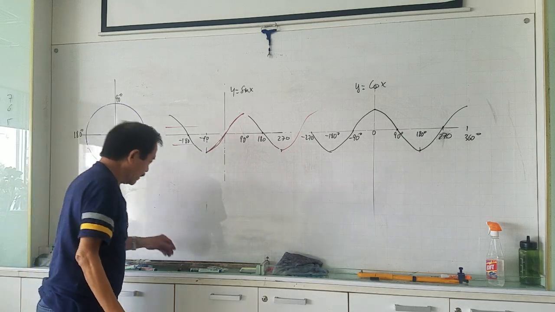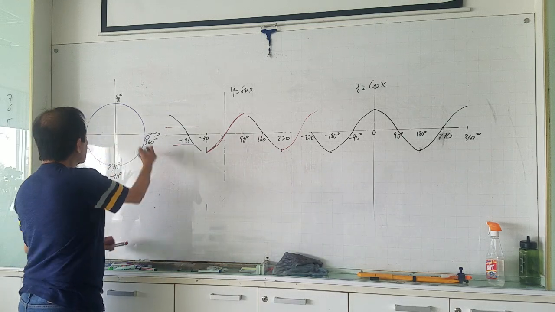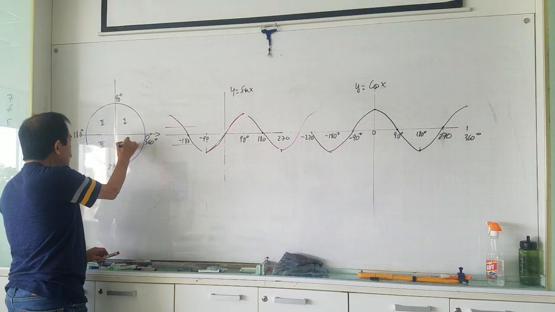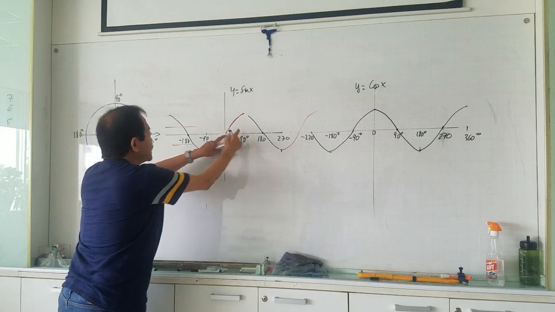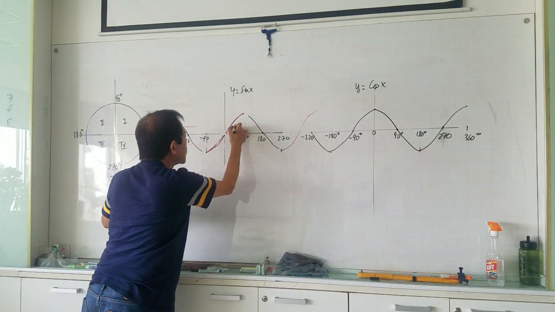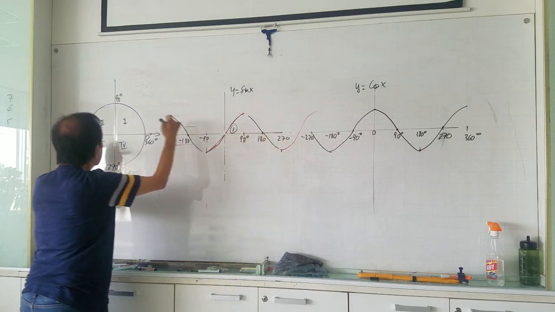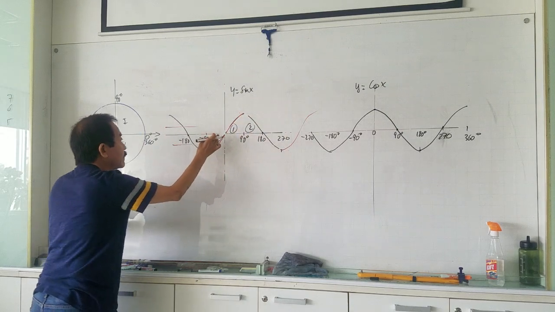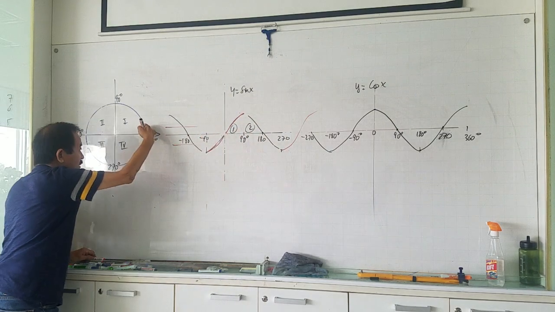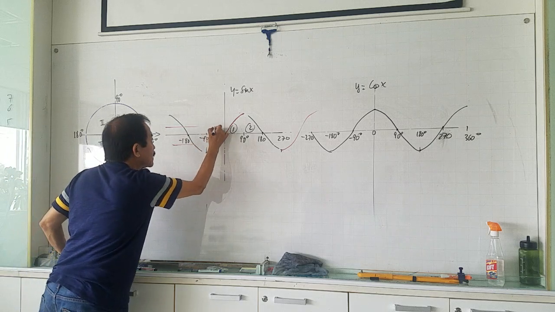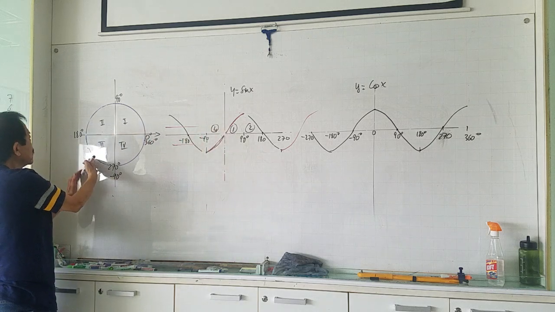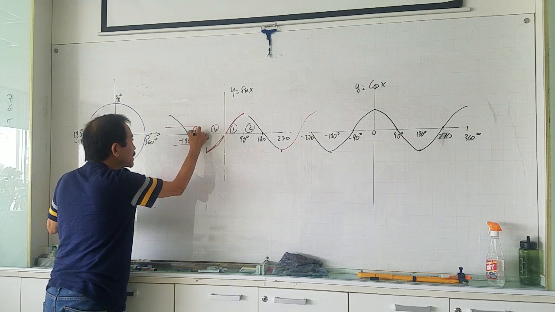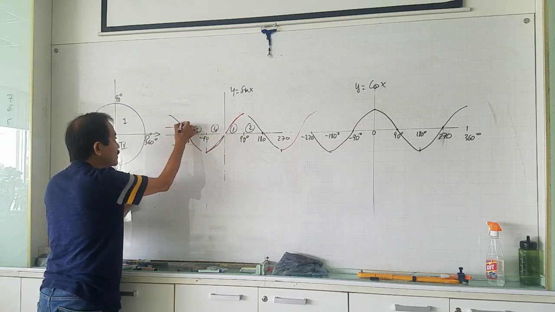So why do we need to know the quadrants? This is quadrant 1, quadrant 2, quadrant 3, and quadrant 4. From 0 to 90 is quadrant 1. From 90 to 180 is quadrant 2. From 0 to negative 90, going this way, is quadrant 4. From negative 90 to negative 180 is quadrant 3. And if you keep going, quadrant 2.